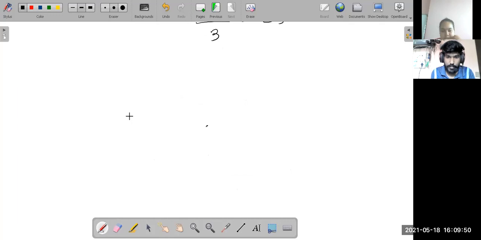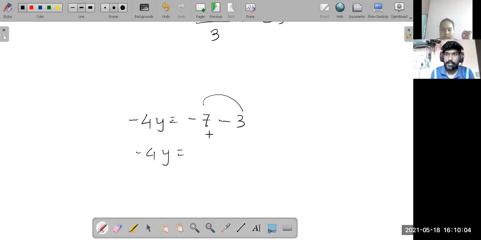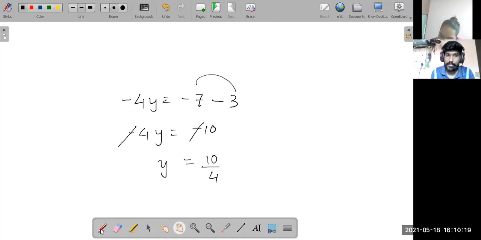Before this step, you have written minus 4y is equal to minus 7 minus 3. Now, how much is minus 7 minus 3? Minus 10. Then you cancel the negative sign on both the sides. Then y will be equal to 10 upon 4. This you can reduce, cancel it with 2. So 2 2s are 4 and 2 5s are 10. And then in decimal, since this is 5 upon 2, it will be 2.5.